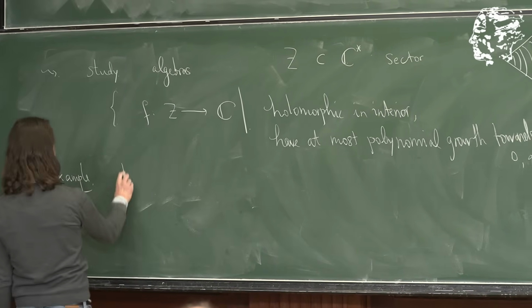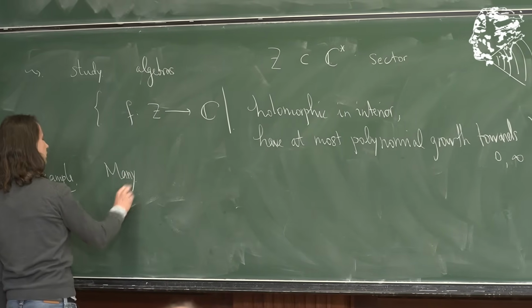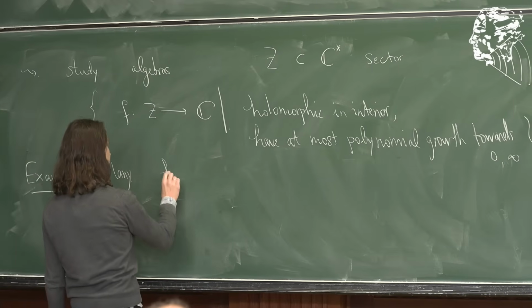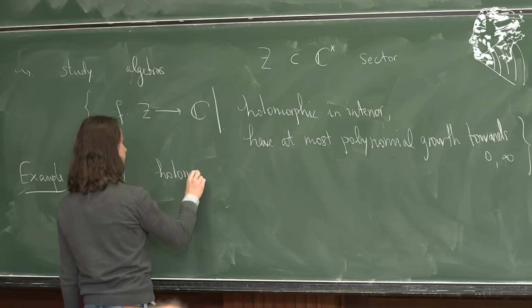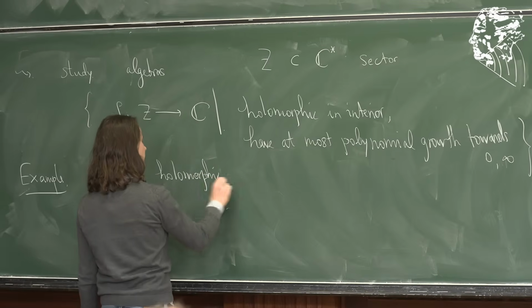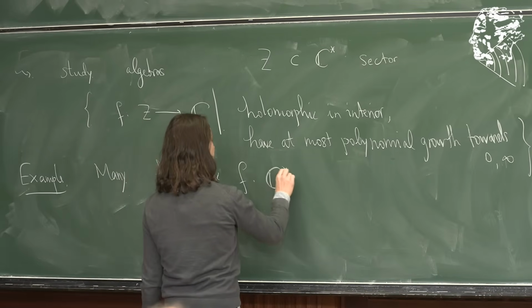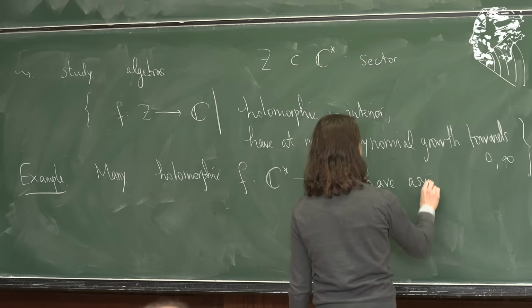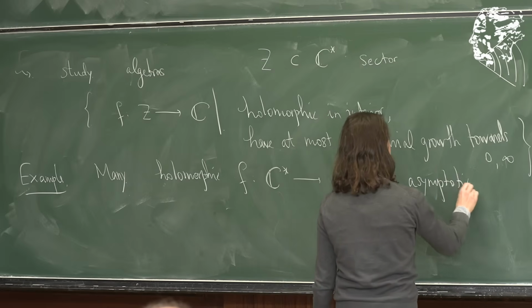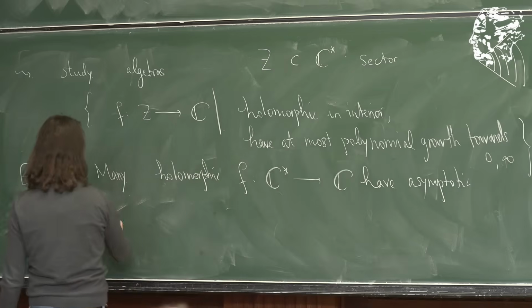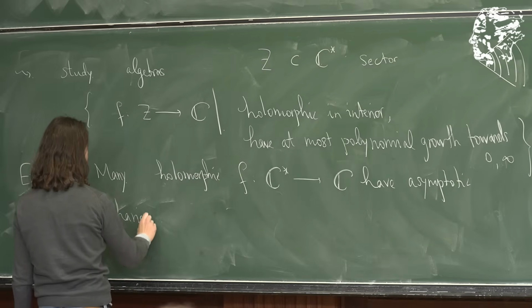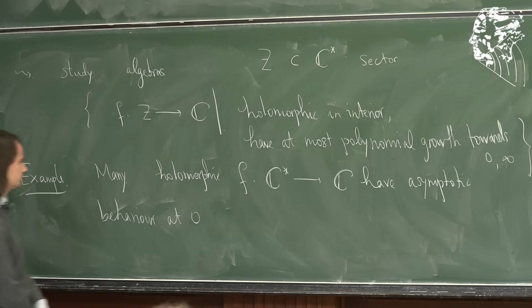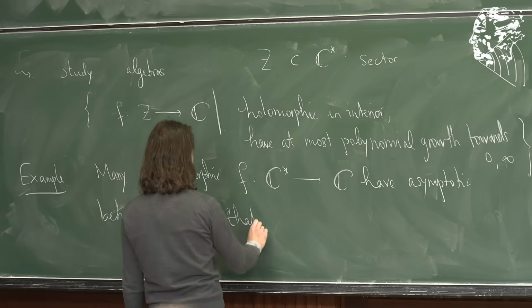Many holomorphic functions f from, say, C star to C have asymptotic behavior at, say, 0 that depends on the sector.